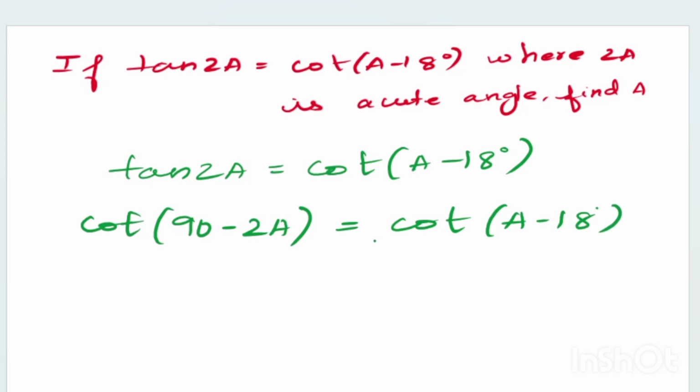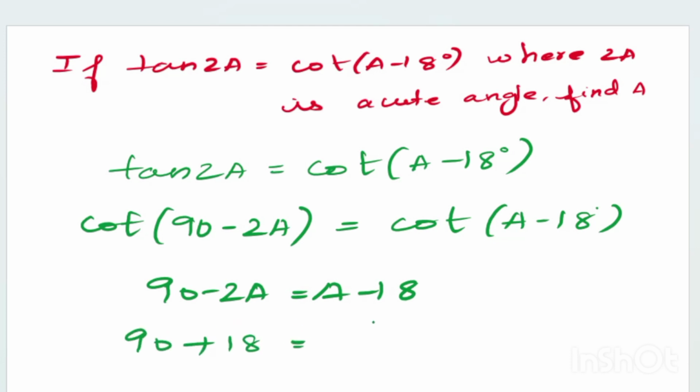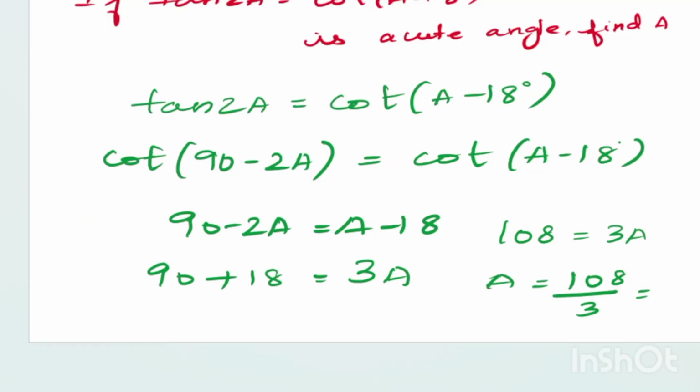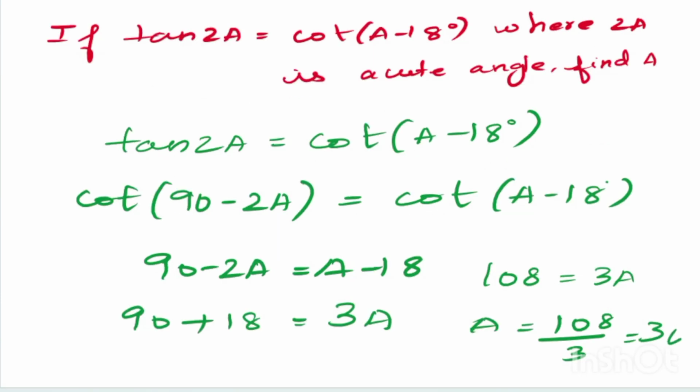So both sides we have cot, okay. So we can equate these thetas. So 90 minus 2A is equal to A minus 18. 90 plus 18 is equal to, this A is going that side, so A plus 2A will become 3A. What is 90 plus 18? It's 108, which is equal to 3A. So A is equal to 108 by 3. The value will be 36 degree. 108 by 3 is 36.